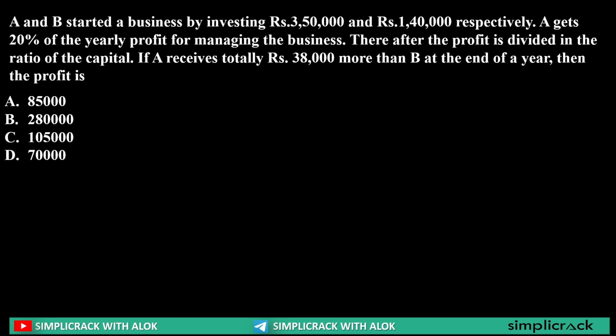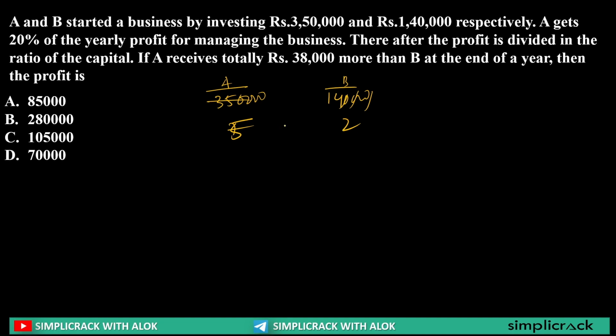A and B started a business by investing 3.5 lakhs and 1.4 lakhs. A gets 20% of the yearly profit for managing the business. Thereafter, the profit is divided in the ratio of capital. A started a business by investing 3,50,000 and B 1,40,000. So the proportion is 7:2. Correct? Yes, sir.